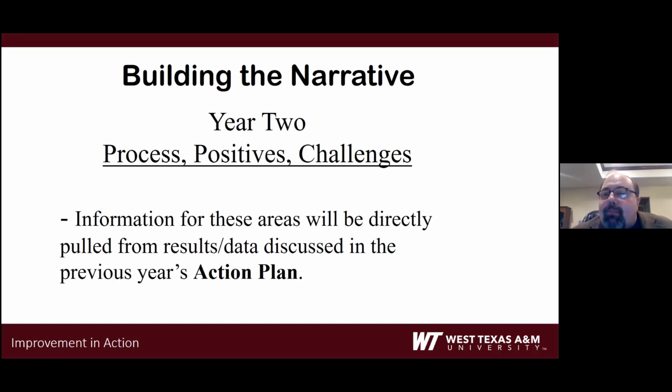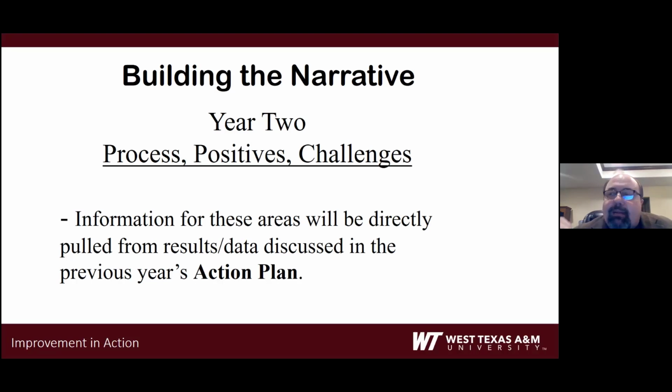The next year, based on that action plan, the process, positives, and challenges are all going to be information that comes from that previous action plan. So when you start to write your report, you go back and look at last year's action improvement narrative and the action plan that you had. That's where you start from. You work with that during the year, at the end of your fall and spring semesters. You look at those and you build your process, your challenges, and your positives off of that data from the previous action plan.